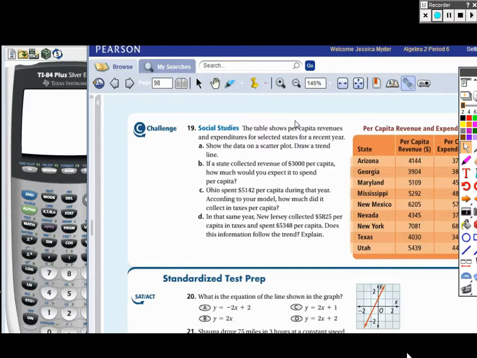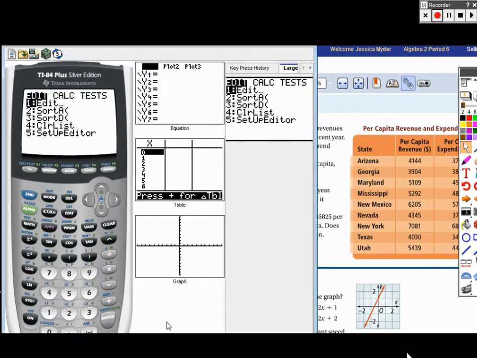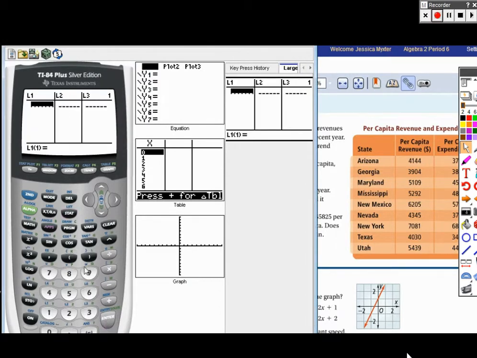If you're looking at problem number 19 in the book, it asks you to draw a scatter plot. So you can do this on your calculator. You go to your calculator, go to Stat, Edit. If there's any numbers in your list, you want to go to the top, highlight your list, hit Clear, and then Enter. Do not hit Delete. That will delete the whole list.